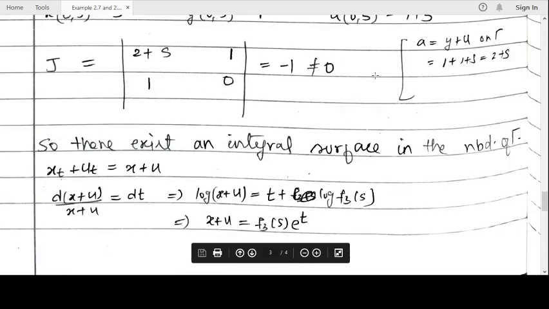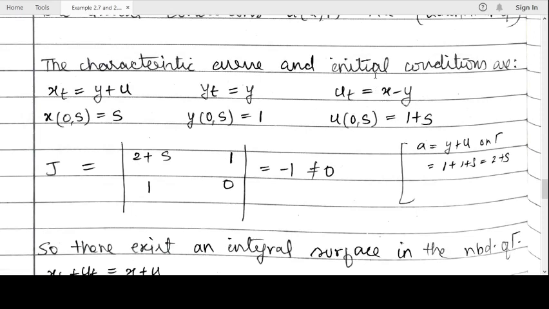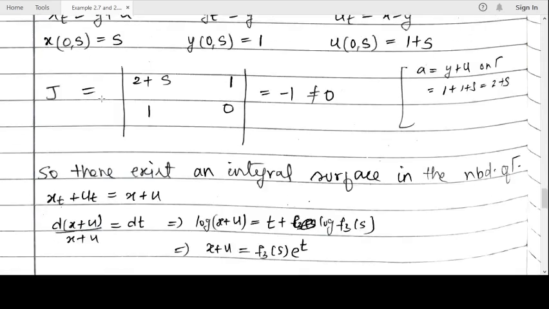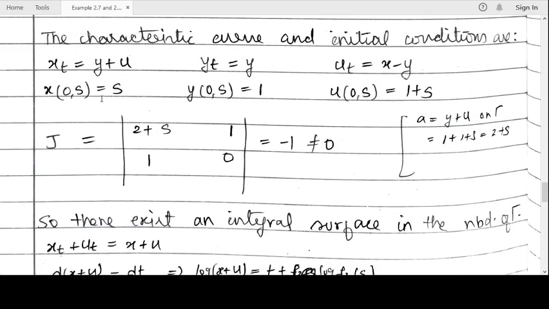Now we will solve this. So here we have x_t is equal to y plus u, y_t is y. So you can see these are coupled equations. We cannot directly integrate it. We have to do it simultaneously, because here y is coming, here also y is there. So when you differentiate it once again, we can use some ideas here.